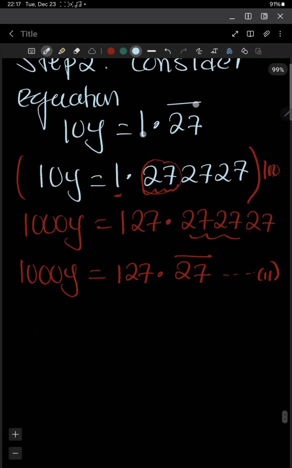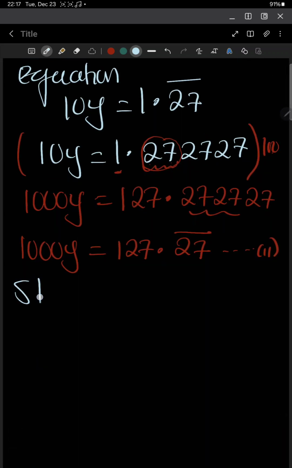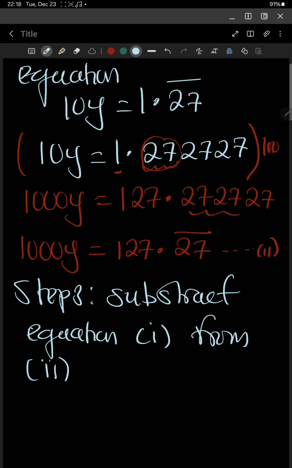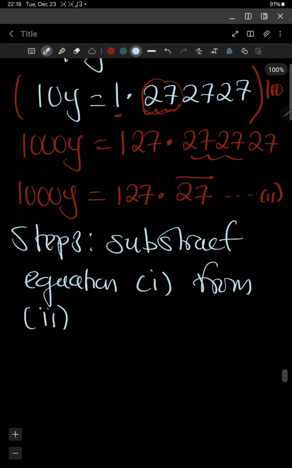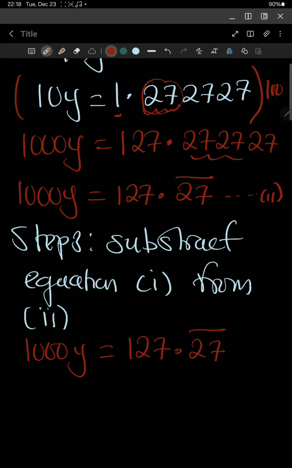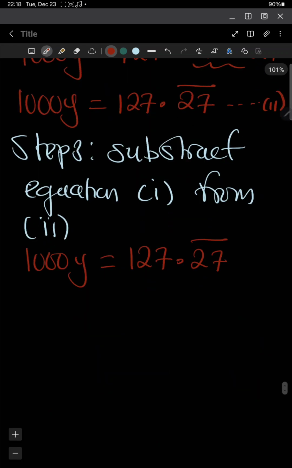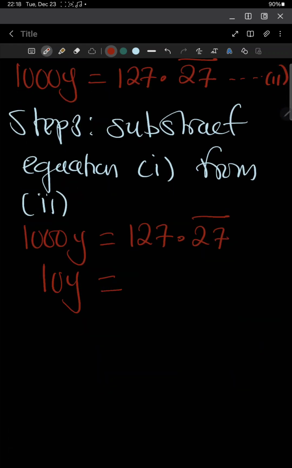So after doing that, step 3, since you have equation 1 and equation 2, you say step 3, subtract equation 1 from equation 2. The meaning of this statement is that you should start with equation 2. So you write equation 2 in full. So what is our equation 2? It will be 1000y equal to 127.27 bar. What is our equation 1? So we'll go back and get our equation 1. This is our equation 1, it is 10y. So you write 10y equal to 1.27 bar. Have you seen? You need to write them like that.